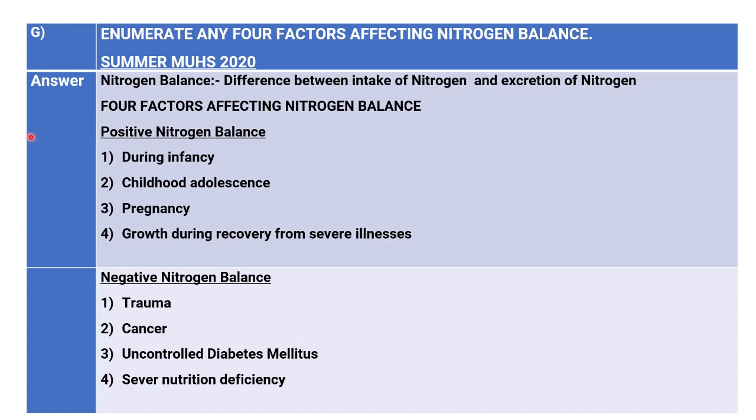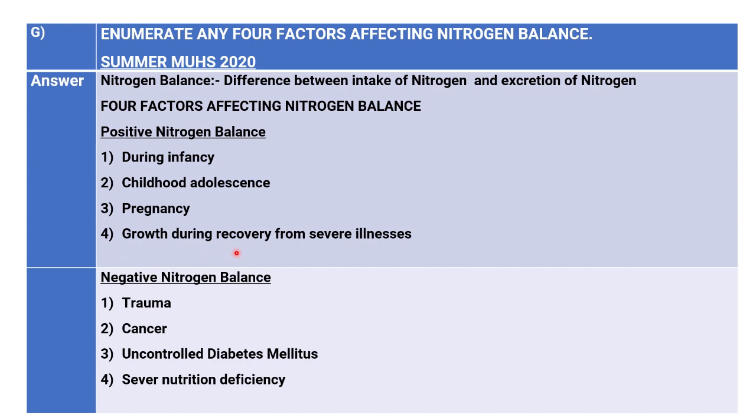So what are the factors affecting nitrogen balance? There are two types: one is positive nitrogen balance and the second is negative nitrogen balance. What is the meaning of positive nitrogen balance? It means that nitrogen is stored in the human body. वो कब store होगा? During infancy, childhood, the adolescent phase, pregnancy and growth, and during recovery from severe illnesses. During pregnancy, there is a fetus, intrauterine growth of the baby, that needs nitrogen. So nitrogen is stored in the baby, and that is a positive nitrogen balance.